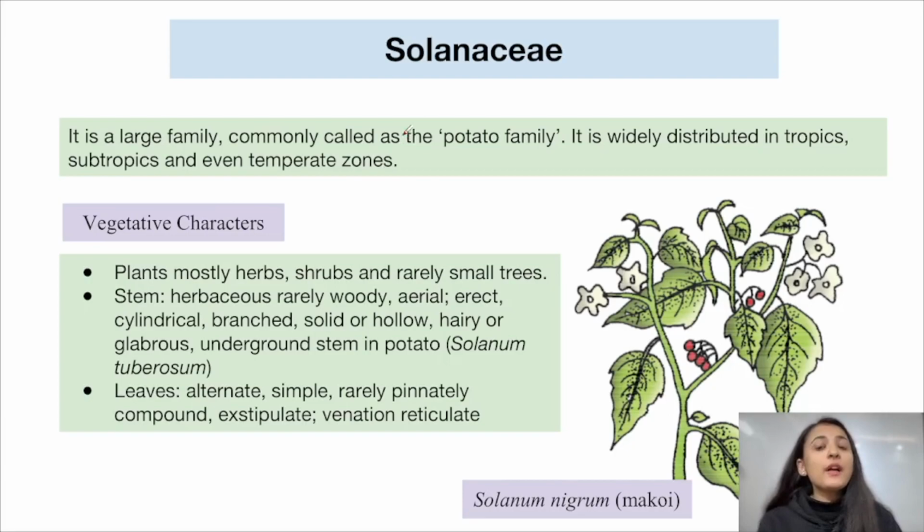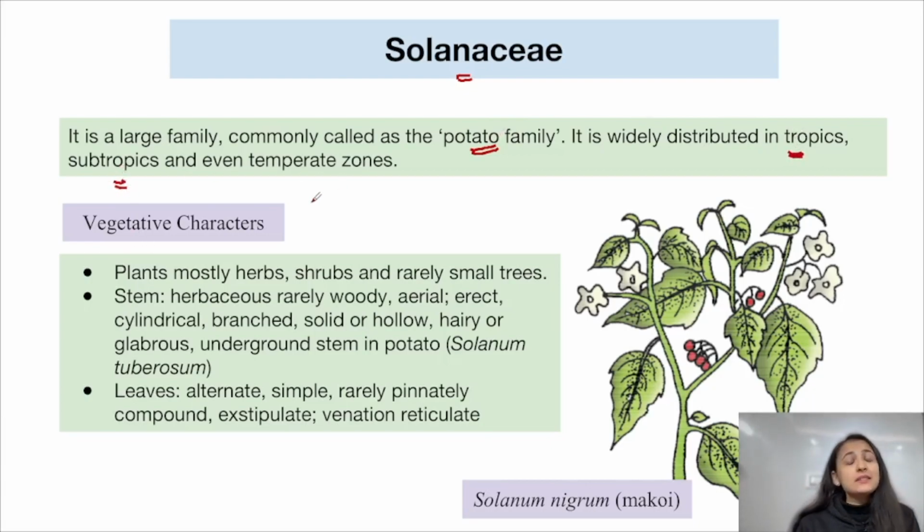Now let's come to the family Solanaceae. It is a large family, which is also known as the potato family, because the scientific name of potato is Solanum tuberosum and it belongs to the family Solanaceae. So this family is widely distributed in tropics, subtropics and even in temperate zones. What are the vegetative characters of family Solanaceae?